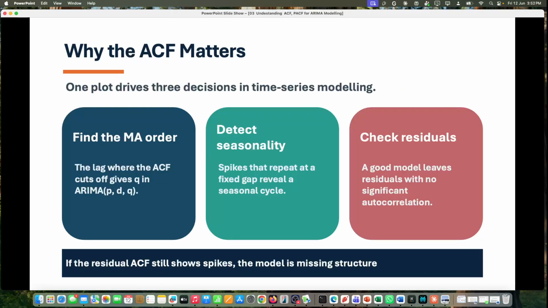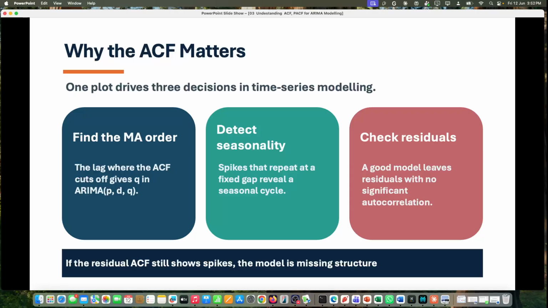And why is it so important? First and foremost, autocorrelation helps to find out the MA order. What is Q? What is MA(q)? That means whether you are going to use one lagged error value, estimated error values, or two lagged error values. So that is very important.